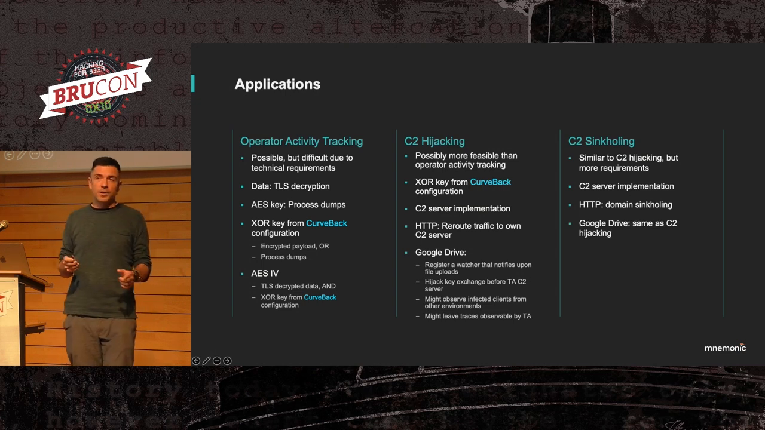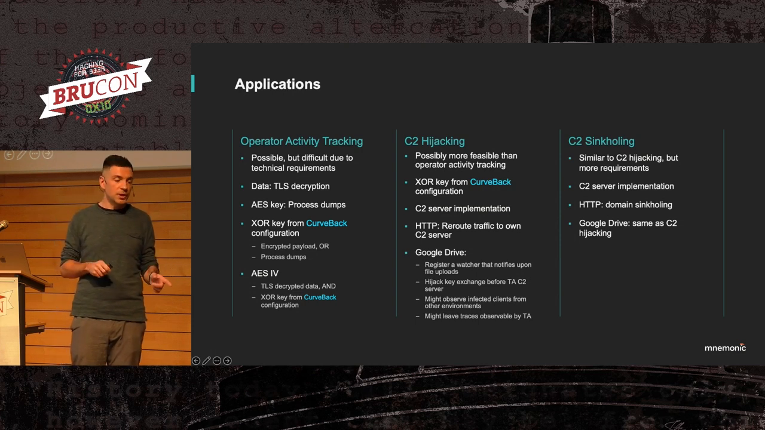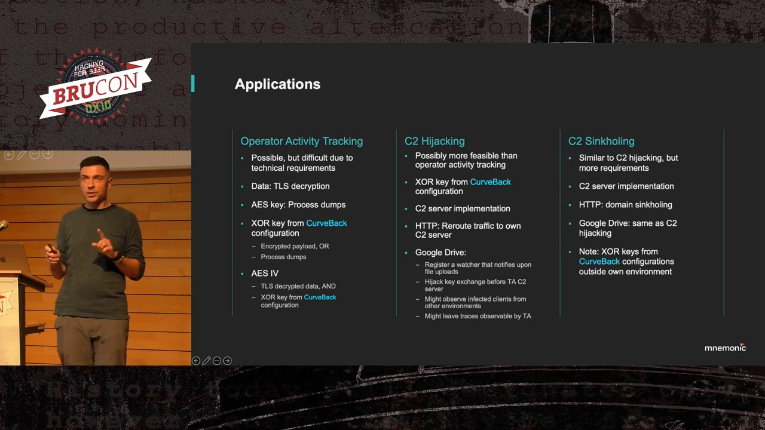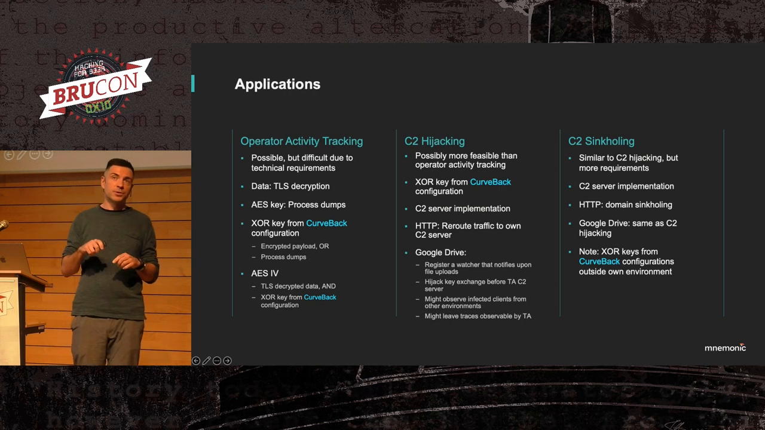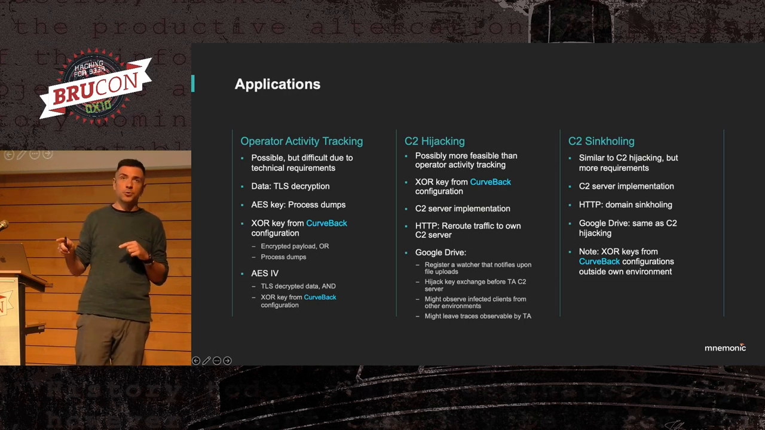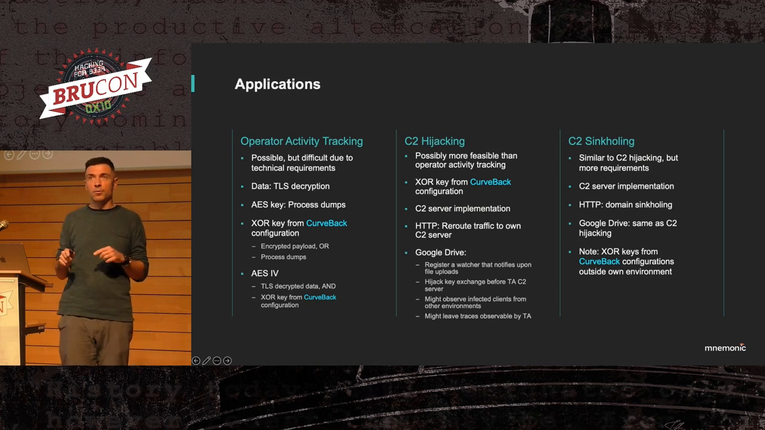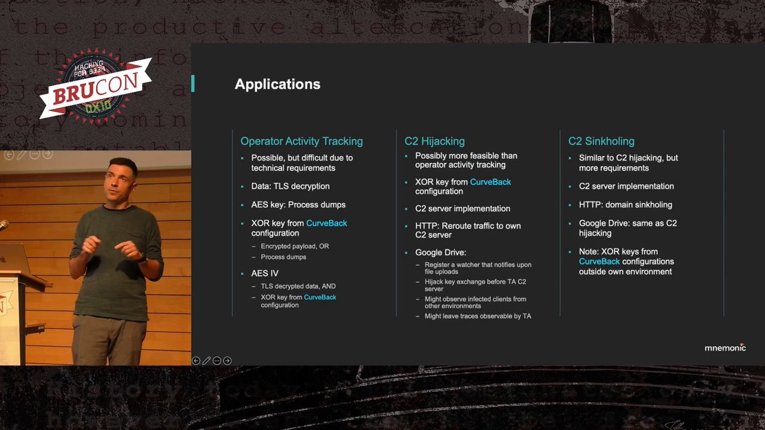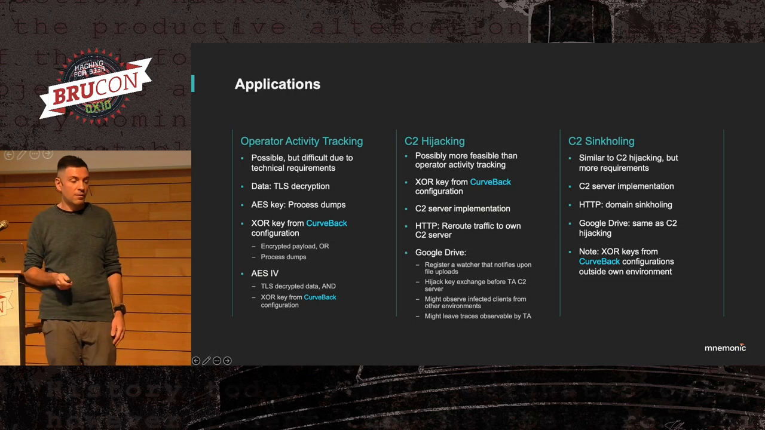For Google Drive, it is basically the same as C2 hijacking, but the most notable part, if you want to do it successfully, is that you have to get the XOR keys from all CurveBack configurations that are configured to talk to that C2. So even though they might share a C2, they might have different XOR keys in their configuration. And in order to decrypt the traffic, you need to have all of them.